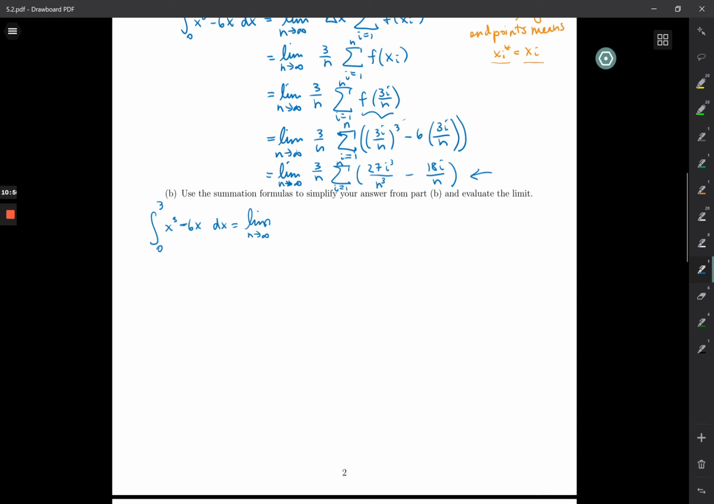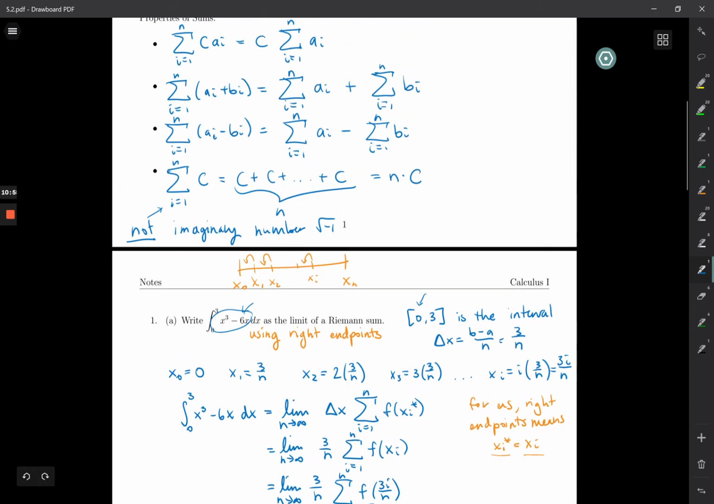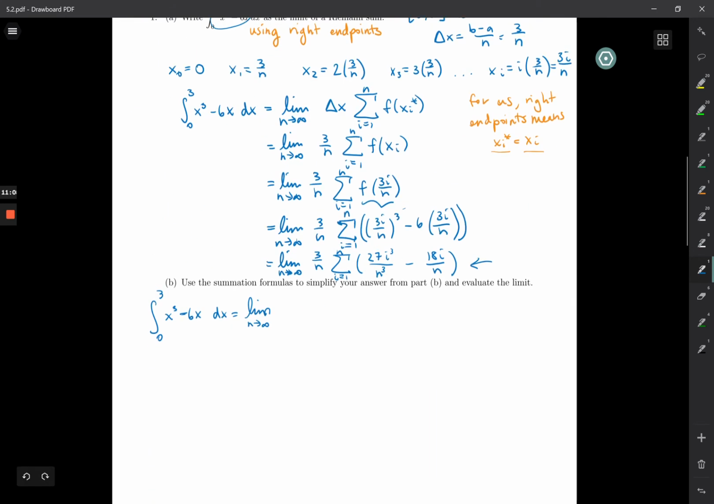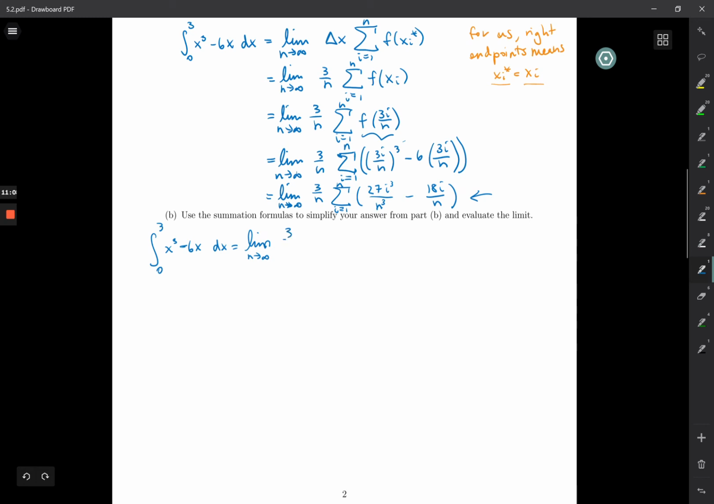Remember one of the properties that we had, so I'm now going to use this property. We have something minus something else, so I can split that into two separate sums. So I'm going to go ahead and do that. We have 3 over n on the outside. I'll make sure to use parentheses so that we remember to distribute that to each sum after we split these. So i equals 1 to n, 18i over n.